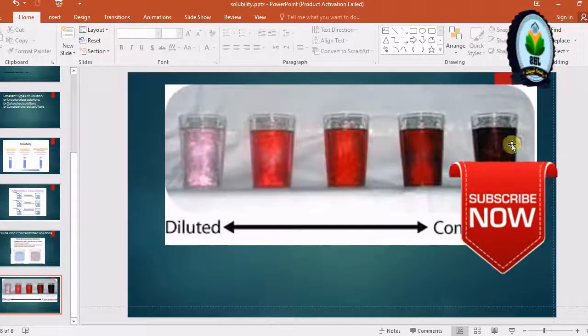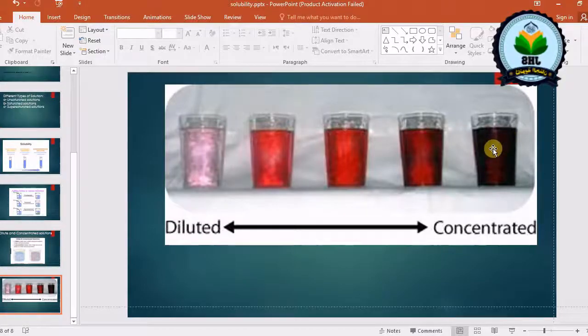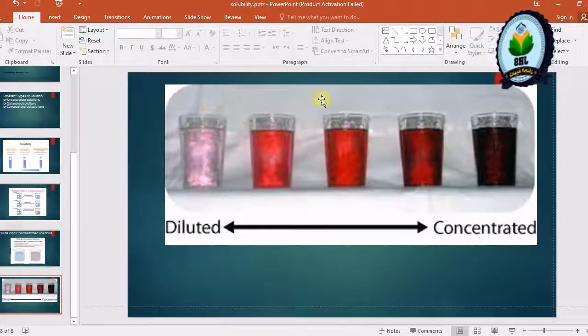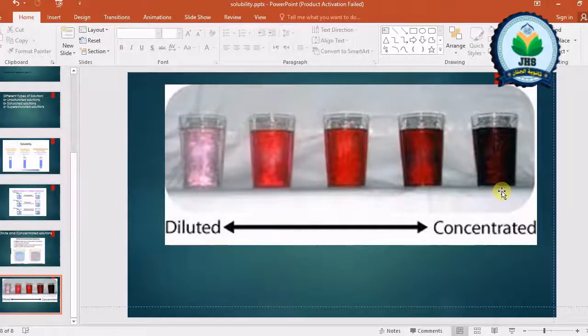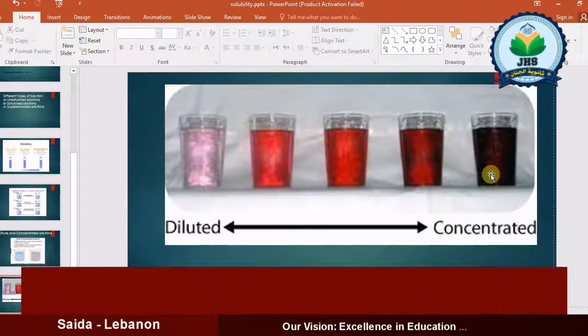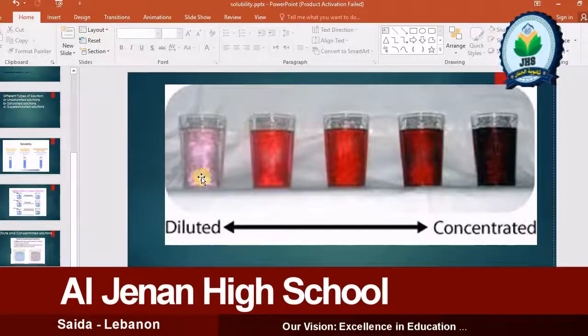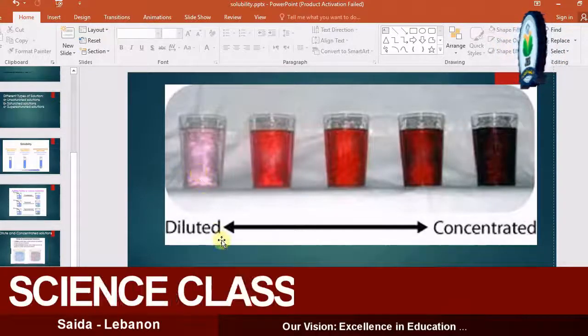It becomes very dark. This one we call concentrated, while the first one is diluted. Here we have few drops, while here we have a large amount of drops of food coloring. This is the difference between dilution and concentration. Concentrated has a large amount of solute, while dilution has a little amount of solute.